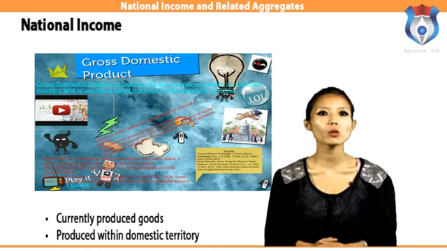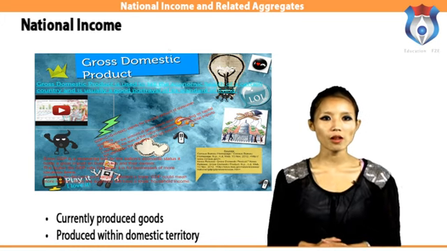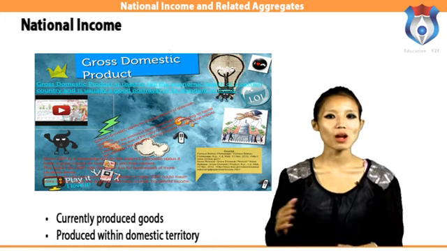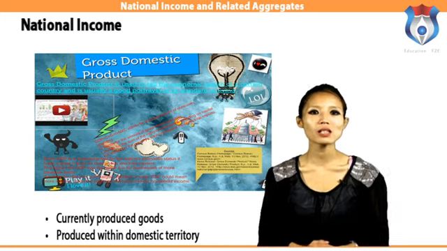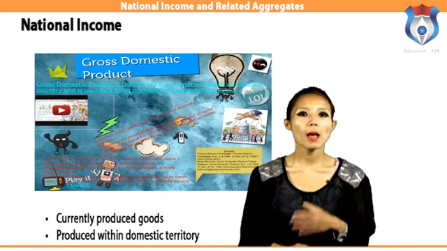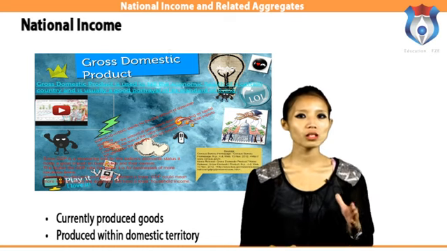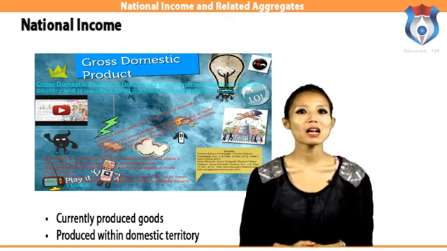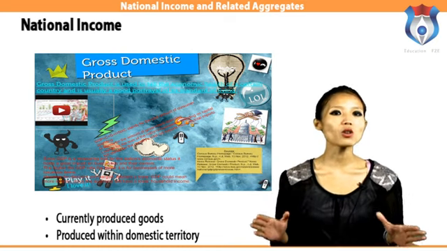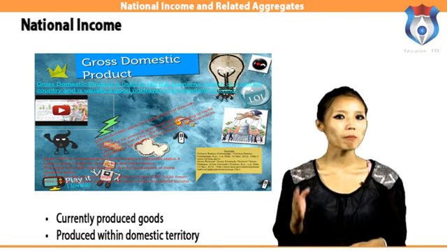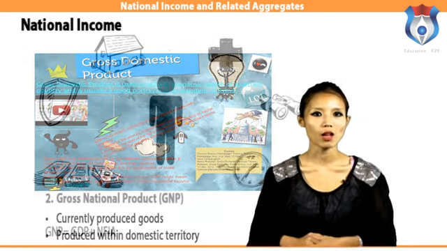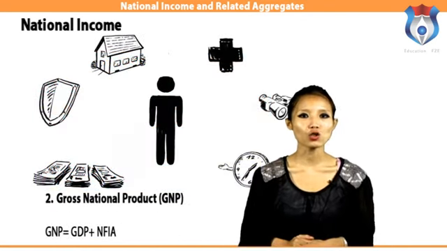Thirdly, GDP includes only currently produced goods and services in a year. Market transactions involving goods produced in the previous periods, such as old houses, old cars, factories built earlier, are not included in GDP of the current year. Lastly, GDP refers to the value of goods and services produced within the domestic territory of a country by nationals or non-nationals. Gross national product, GNP.